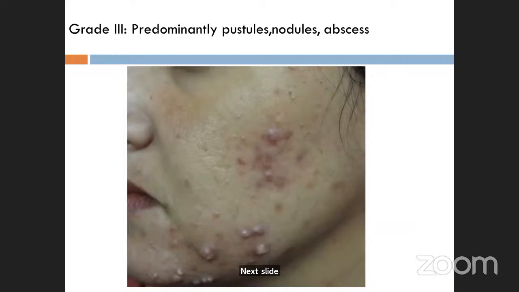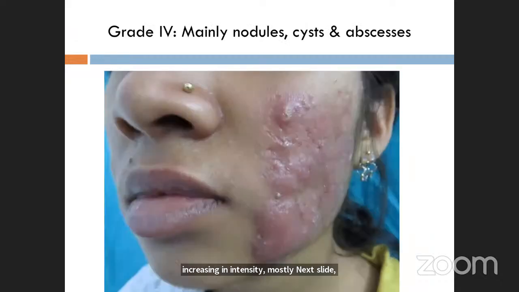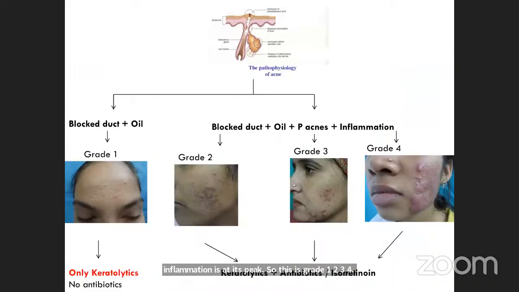Grade 3 will be pustules. The inflammation is increasing in intensity, mostly pustules. Next slide, sir. And grade 4 is mainly nodulocystic acne. So inflammation is at its peak. So this is grade 1, 2, 3, 4 of acne. So next slide. We'll come back to this again.